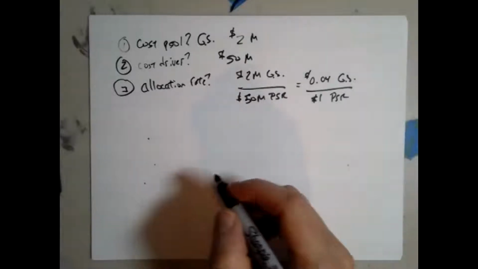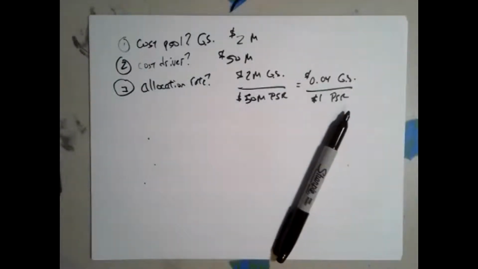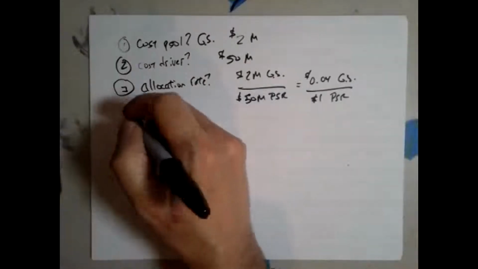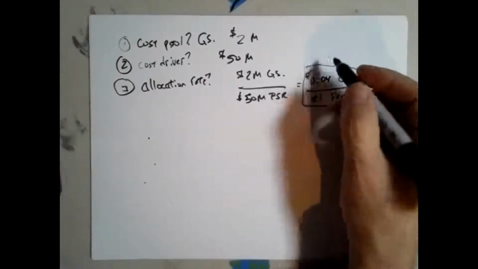So that is the allocation rate. We're only going to answer the allocation rates at this point, and then in part B we'll get into the actual allocation. I'm going to pause there and we'll start again. So that is the answer for general administration.